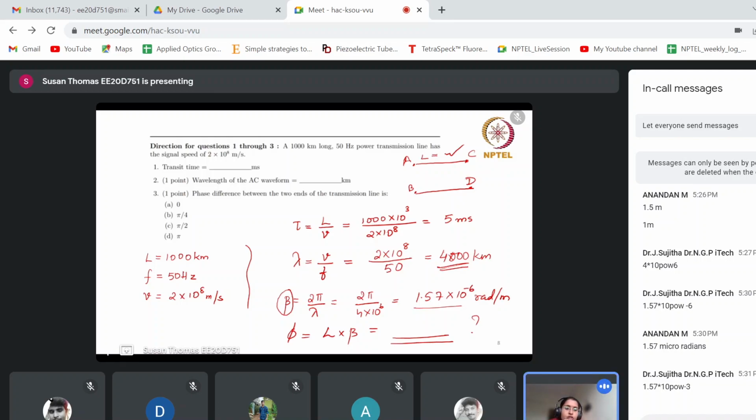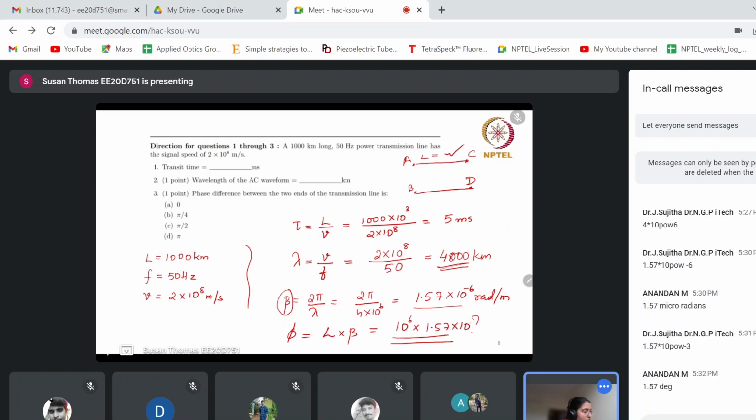I request everyone to try calculating the phase. We already know the phase constant beta, and we also know the length of the transmission line. So how much is the phase? The length of the transmission line is 10 power 6 into the phase constant 1.57 into 10 power minus 6. So the final answer would be 1.57 radian.